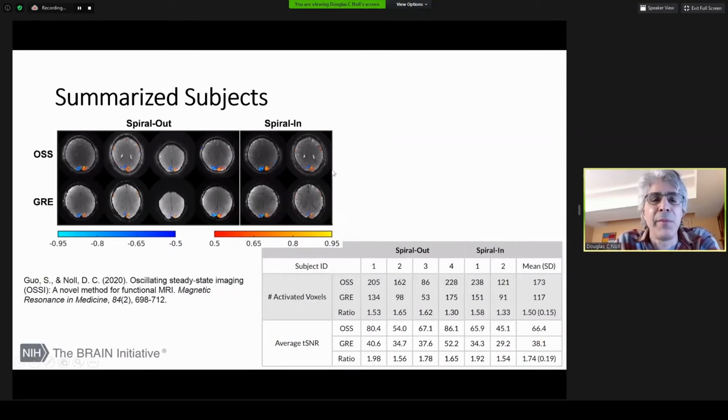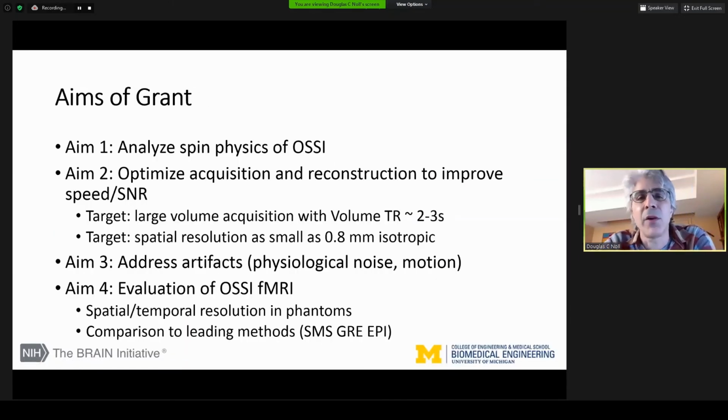We ran a preliminary study. This actually came out in 2019 as a preprint and is in press in 2020. We did a more established study comparing oscillating steady state to GRE, and you can see we have boosted SNR, and that's in more quantitative numbers here. We had about 1.5 times the number of active voxels, and we had 1.74 times the SNR for this particular study. Okay. So let's talk about the aims of the grant.